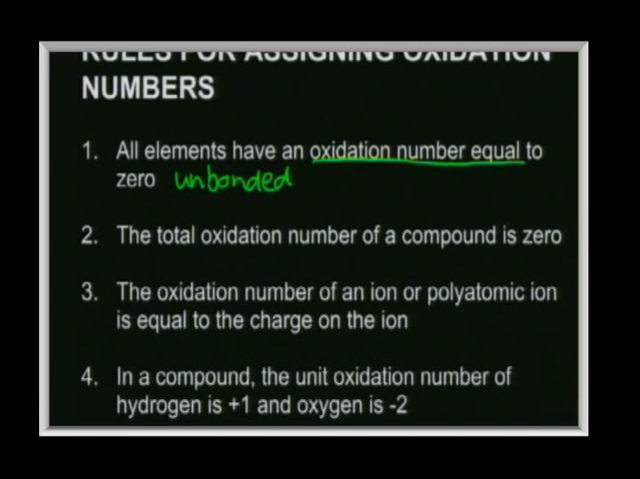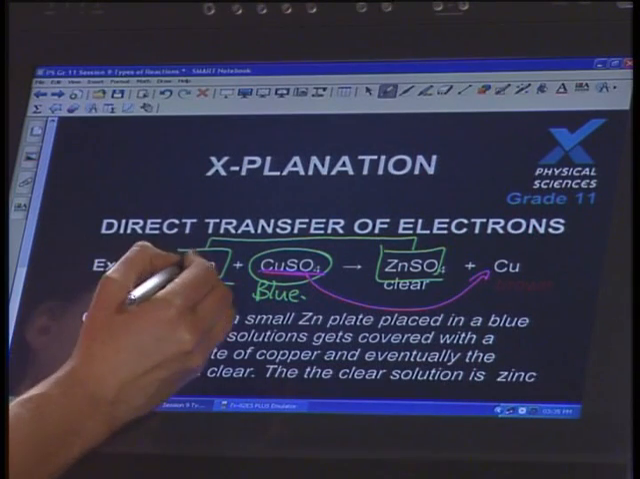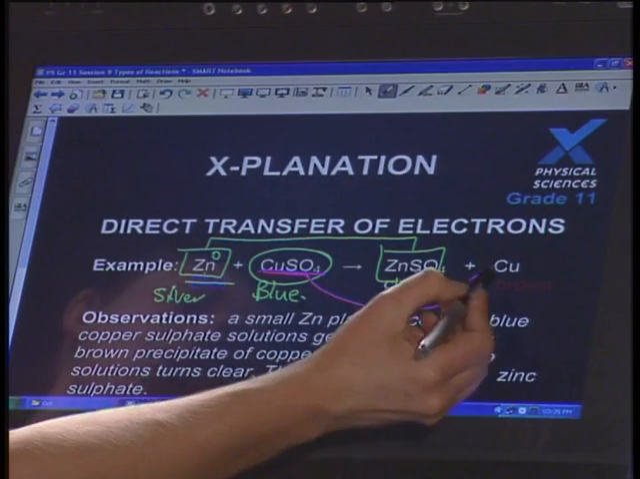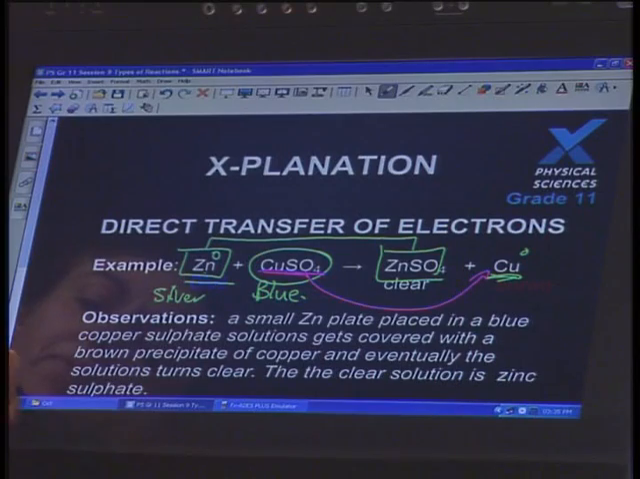When I'm talking about an unbonded element, I'm talking about an element in its pure form as it appears on the periodic table. If I have a piece of copper or a chunk of sulfur or a little bit of phosphorus gas, all of those elements are unbonded, and therefore they would carry an oxidation number of 0. So if you go back to the previous equation that we looked at, you would see that zinc over here is unbonded, and therefore it has an oxidation number of 0. Your copper over here is unbonded and therefore carries an oxidation number of 0.